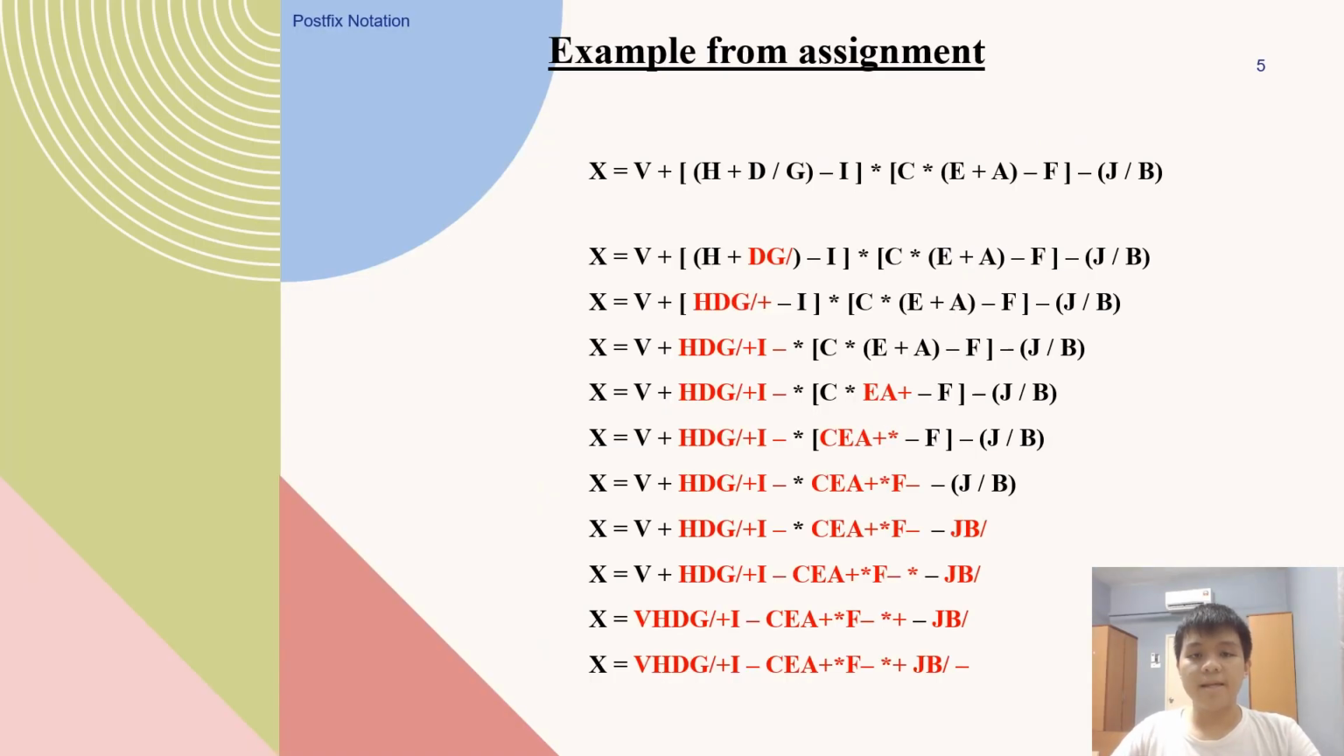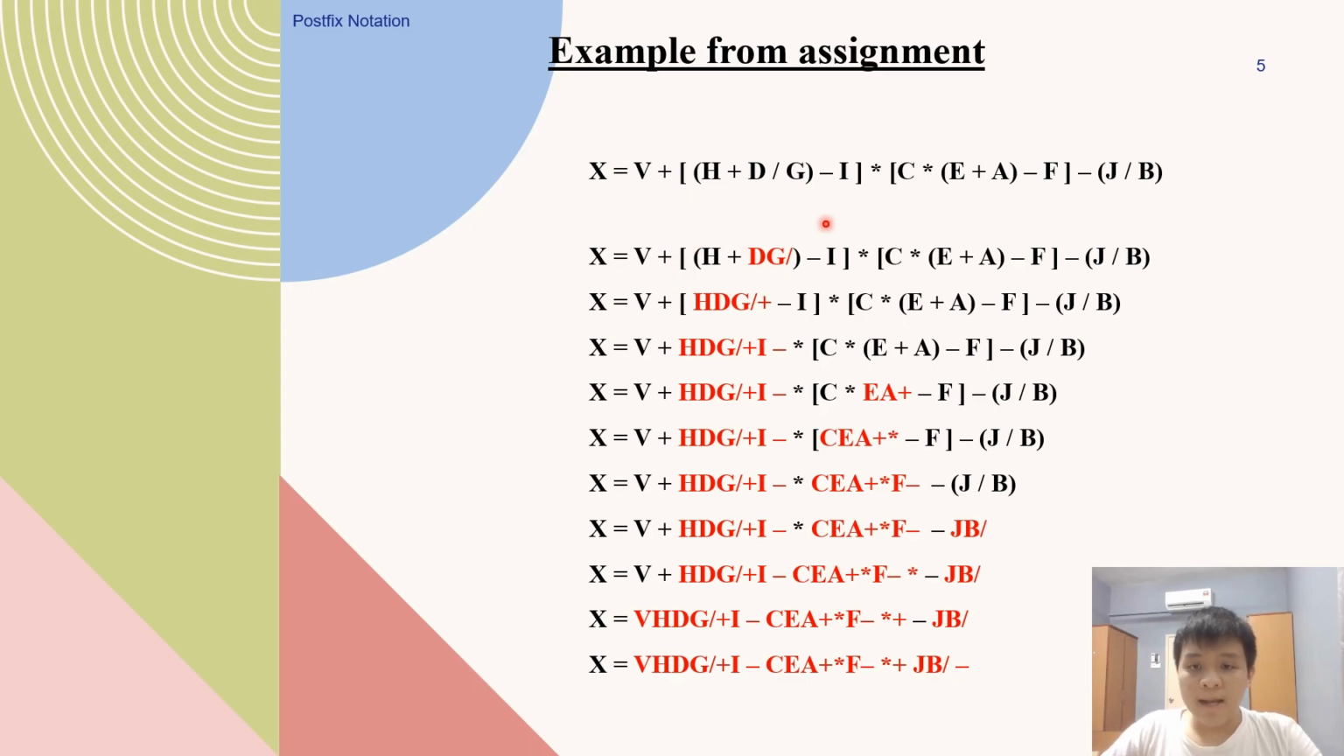So we have learned the basics of how to convert the program execution to postfix notation. Now I am going to explain the example from my group's assignment. So this is the program execution from my group. X equal to V add the square bracket and bracket hash add D divide G subtract I multiply square bracket C multiply bracket E add A subtract F and subtract bracket J divide B. So what we need to do, we should know the priority.